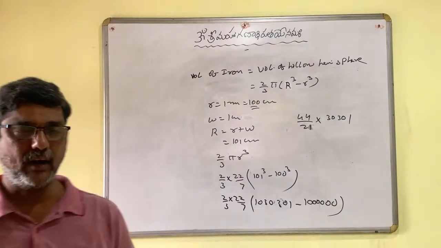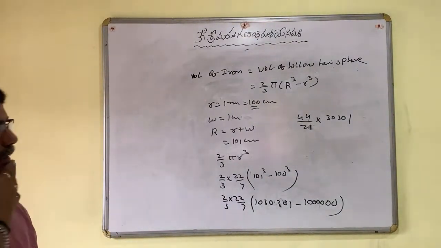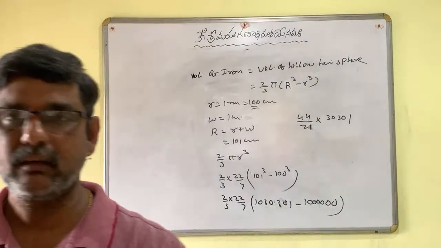So what is the value of 44 into 30301 into 21 by 21? Simplify it and find the value.